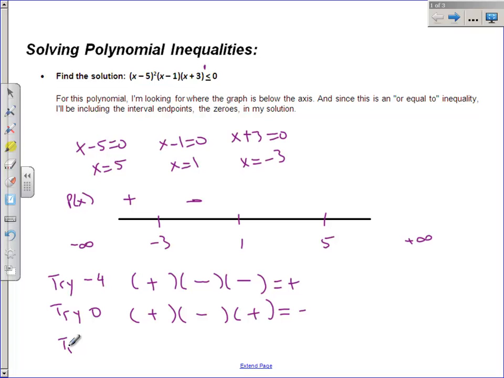Let's try an interval from 1 to 5. How about 3? That's a number between 1 and 5. If we plug in 3 for x, 3 minus 5 is negative 2, squared is positive. 3 minus 1, positive. 3 plus 3, positive. So on this side of 1, it is now above the x-axis. And the last thing I'm going to try is something between 5 and infinity, like 7.